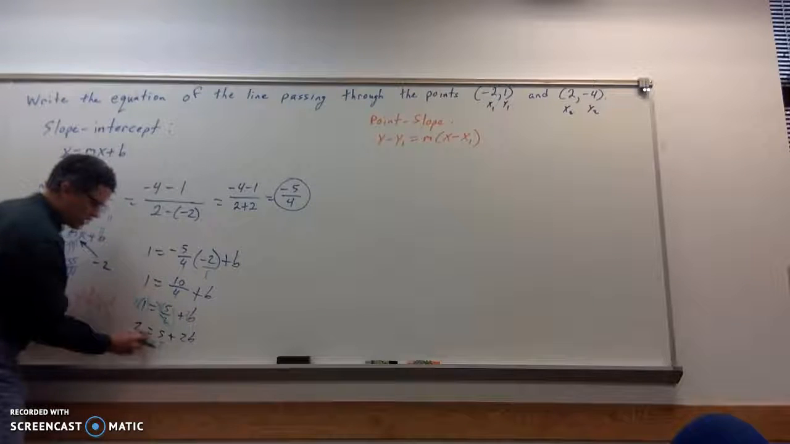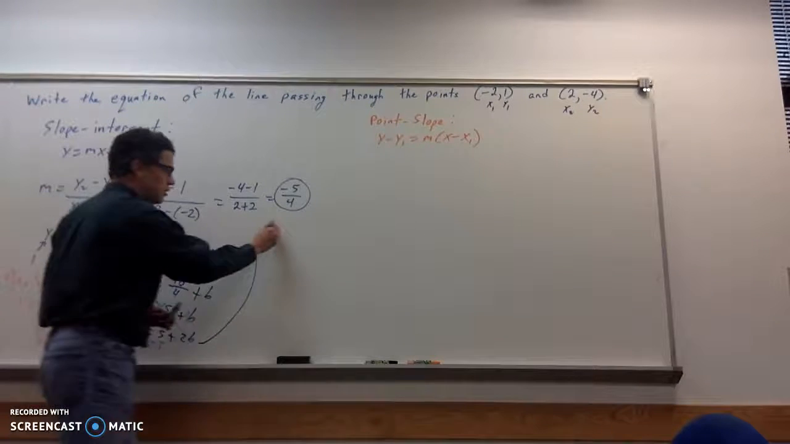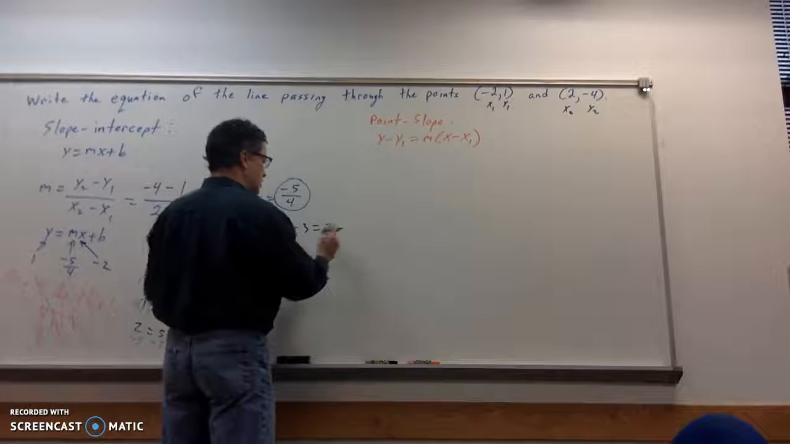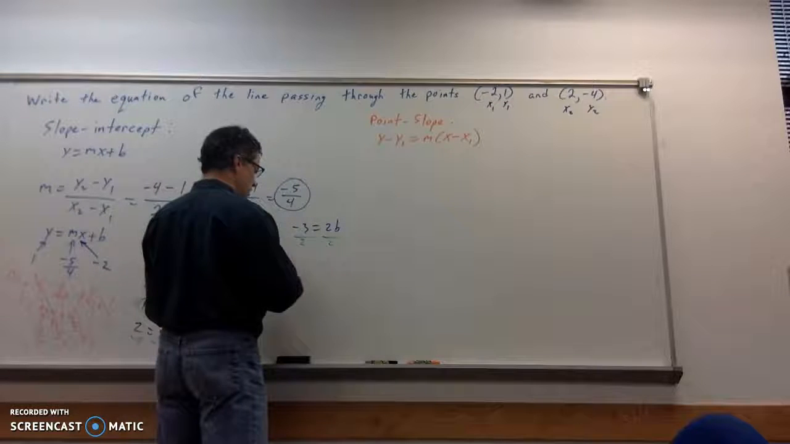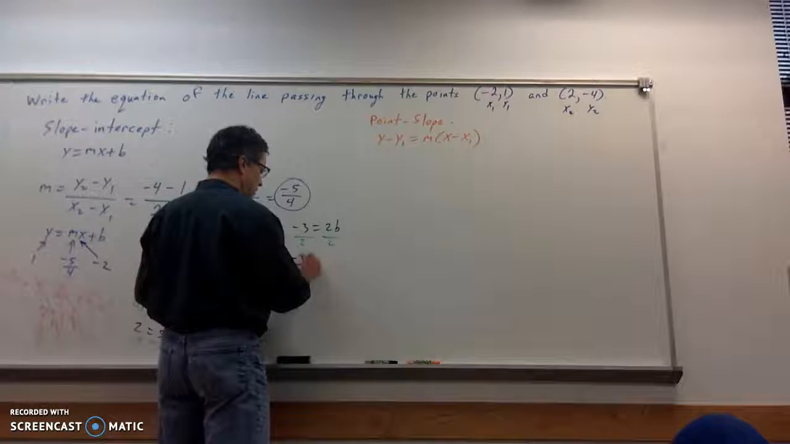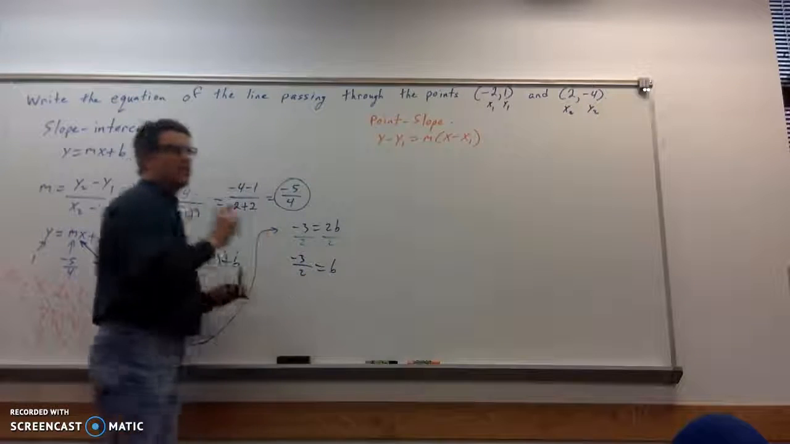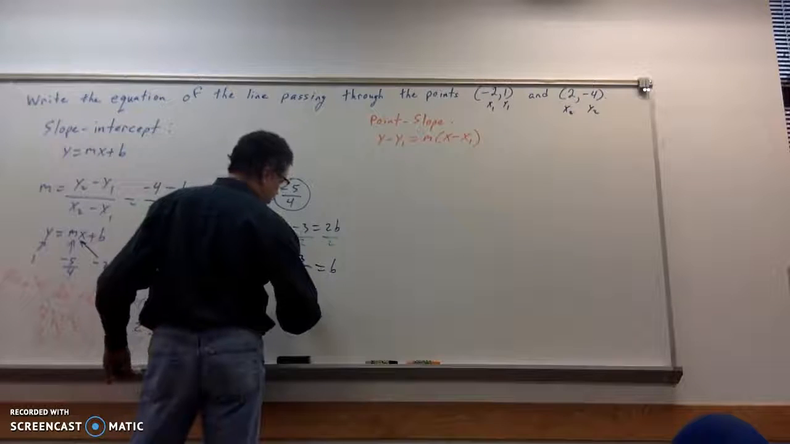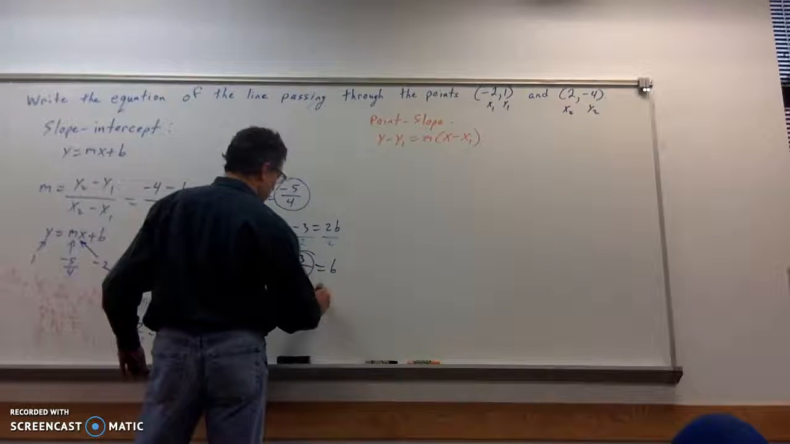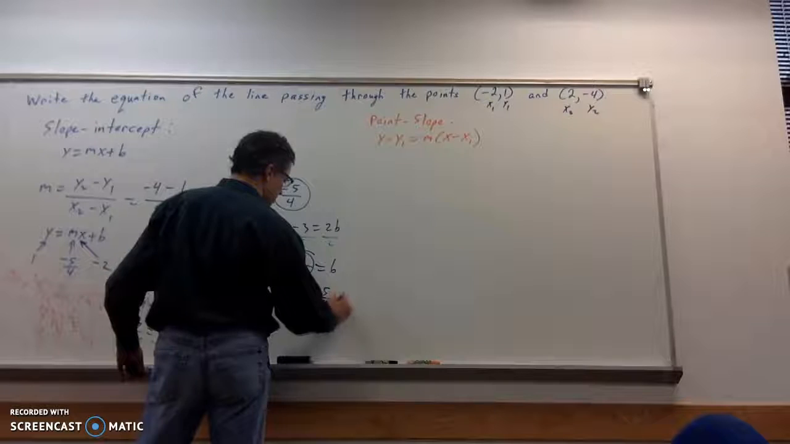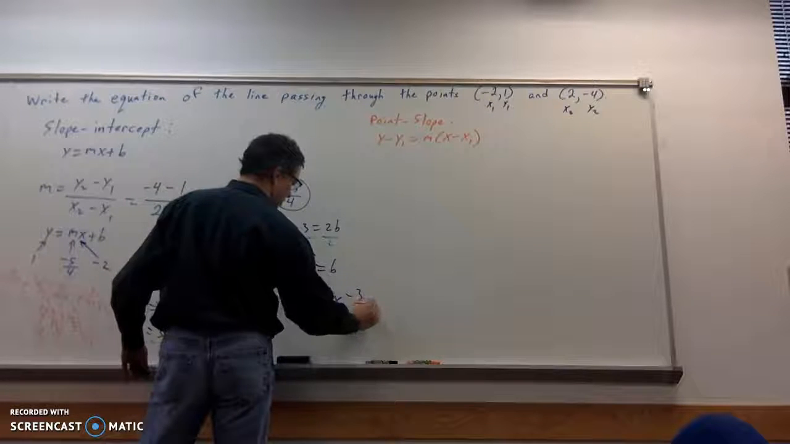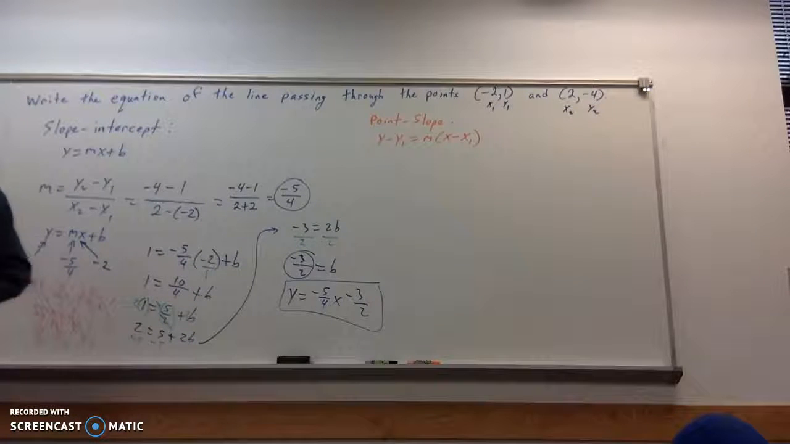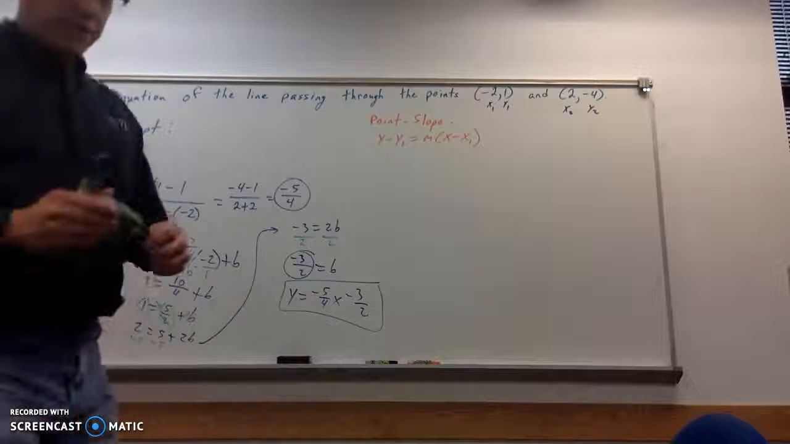Subtract 5 from both sides. So -3 equals 2b. Divide by 2. So -3/2 equals b. And that is going to be the y-coordinate of the y-intercept. The equation is going to be y equals -5/4 x minus 3/2. And that is how to do this problem if you're using the slope-intercept formula.